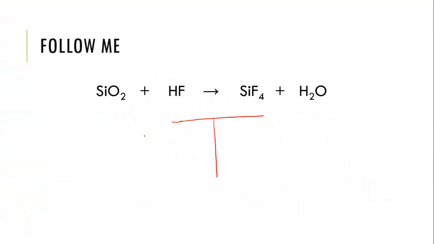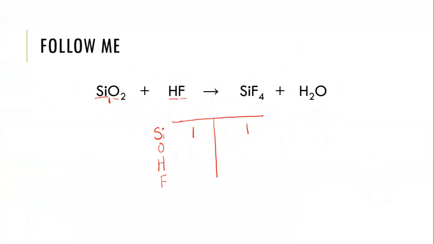Then I'm going to make a list of what I have. My first element is Si. The next element that I have is O. Then I have H. And lastly, I have F. It should be the same on the other side: Si, O, H, and F. Now I'm going to count how many of each atom are on each side. On the left side, I have 1 Si. How I know that is that there's a 1 subscript right there. There's 1 on the right.